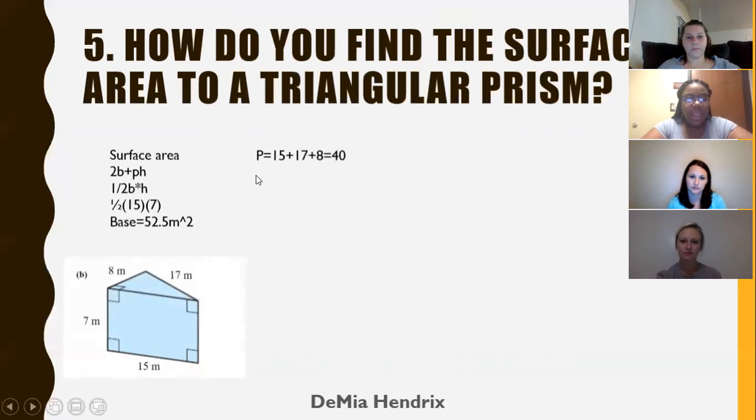And then for the perimeter, you're going to add all the sides. So you have 15 plus 7 plus 8, which will give you 40. Then you go back and plug everything in for your surface area: 2 times 52.5, which is the base that we already did over here, plus 40, which is the perimeter, times 7, which is the height, and it's going to equal 385 meters squared.